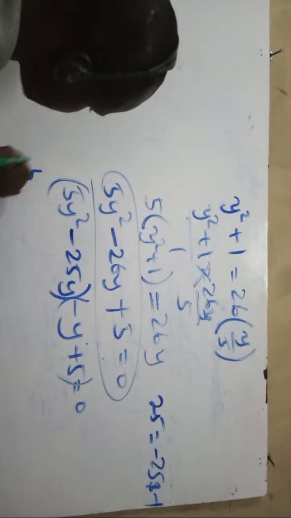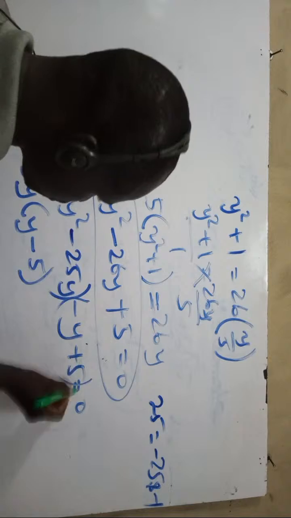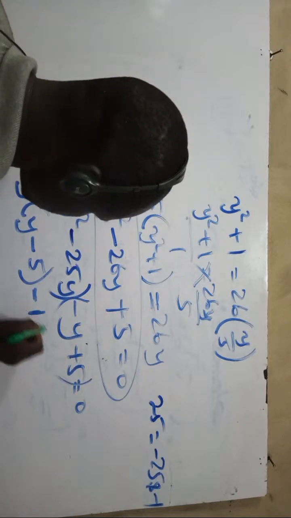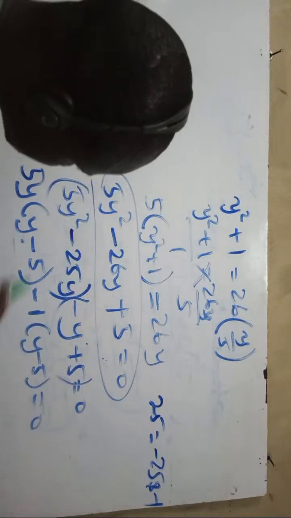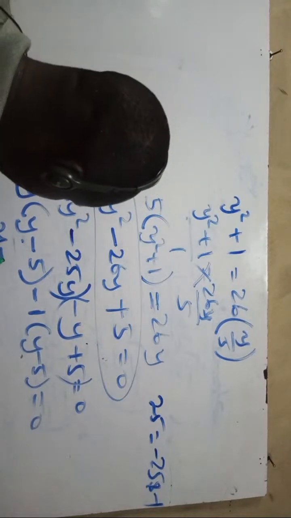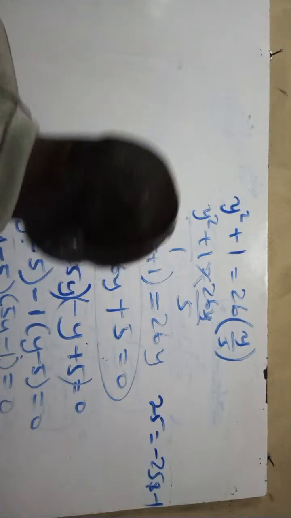So what is common in this first bracket is 5y. Then we are left with y minus 5. What we have here is minus 1. That is common. Then we are left with y minus 5 equal to 0. Like what you have here is what you have here. So you pick it once: y minus 5 into bracket 5y minus 1 equal to 0.